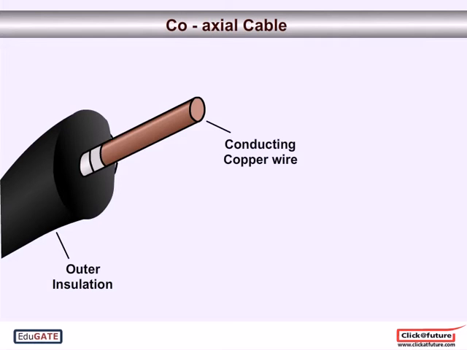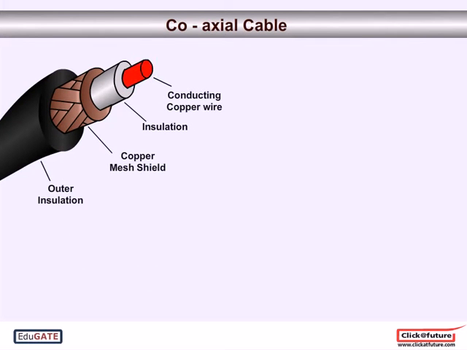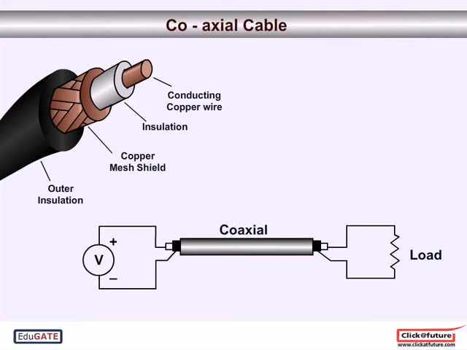It consists of 4 layers. Innermost is conducting wire. This is one of the conductors that is required for transmission. Second is the insulation. Third is the copper mesh shield, which is the second conductor required for transmission, while fourth one is outer insulation. The second layer provides insulation between conductor and copper mesh shield, while the fourth layer, that is the outermost layer, provides insulation between conductor and human.